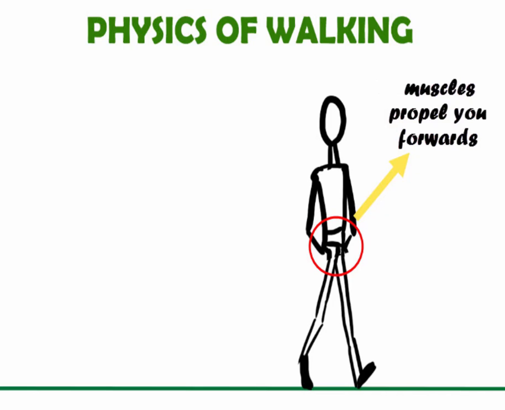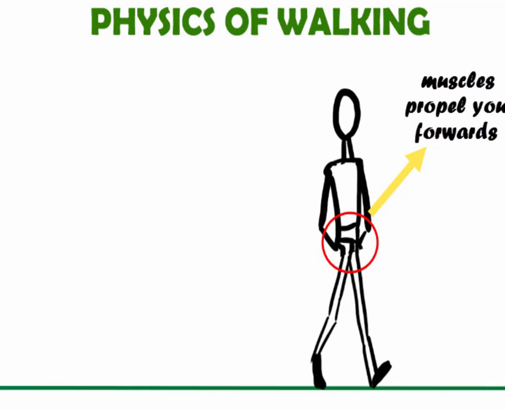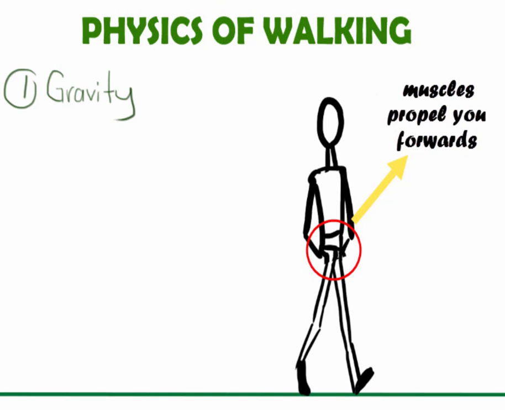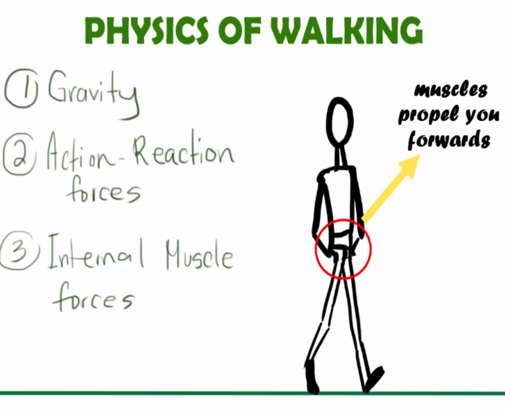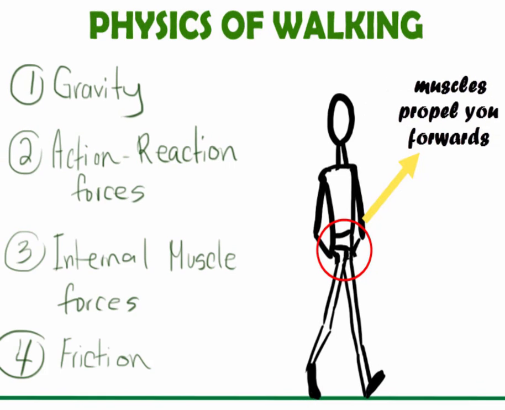The process of taking steps and being able to walk is governed by internal muscles such as your torso and your leg muscles, but the details lie in biomechanics, which we won't go into. So the forces that allow us to walk include gravity, action-reaction forces, internal muscle forces, and friction. We'll talk about these forces in this order.